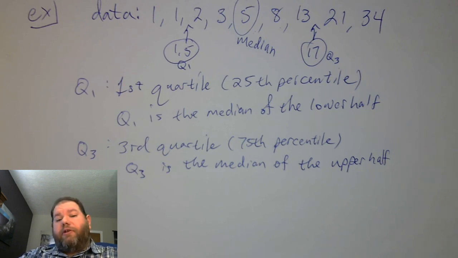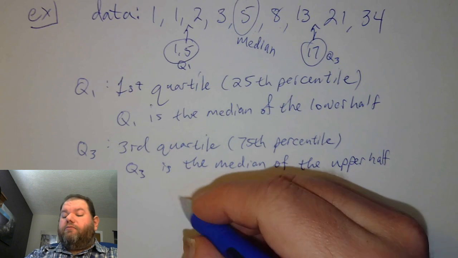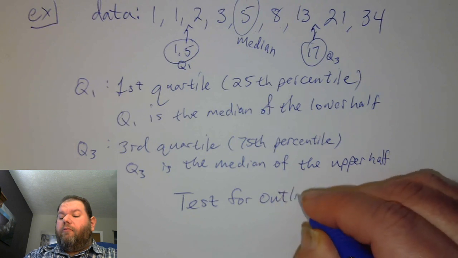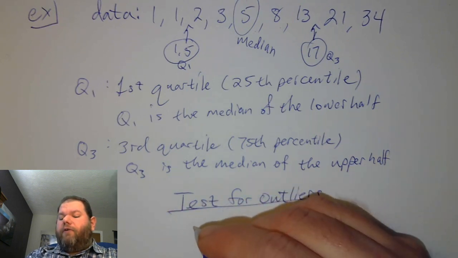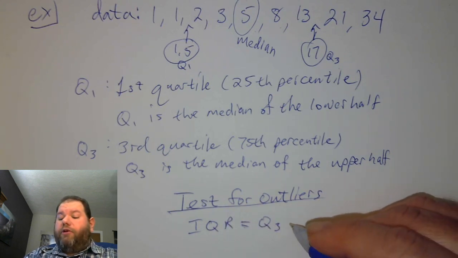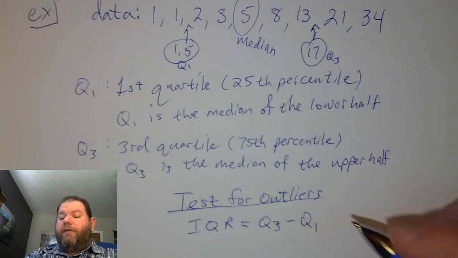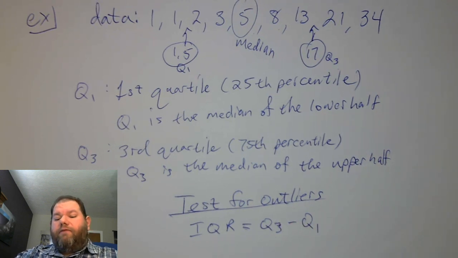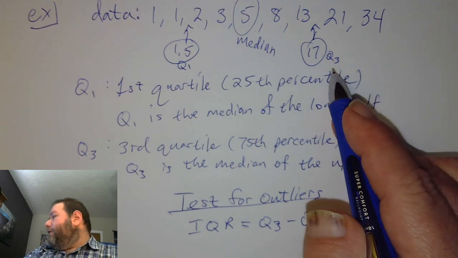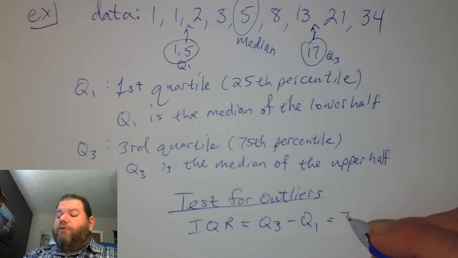Now the other question here, are there any outliers in this data set? Well, it depends. First thing we calculate is what we call the interquartile range, which is defined as Q3 minus Q1. Basically the distance between the first and the third quartile, or the range if we want to call it that. In this case, we said 17 was Q3, 1.5 is Q1, so we'll just subtract those. And that gives us 15.5.